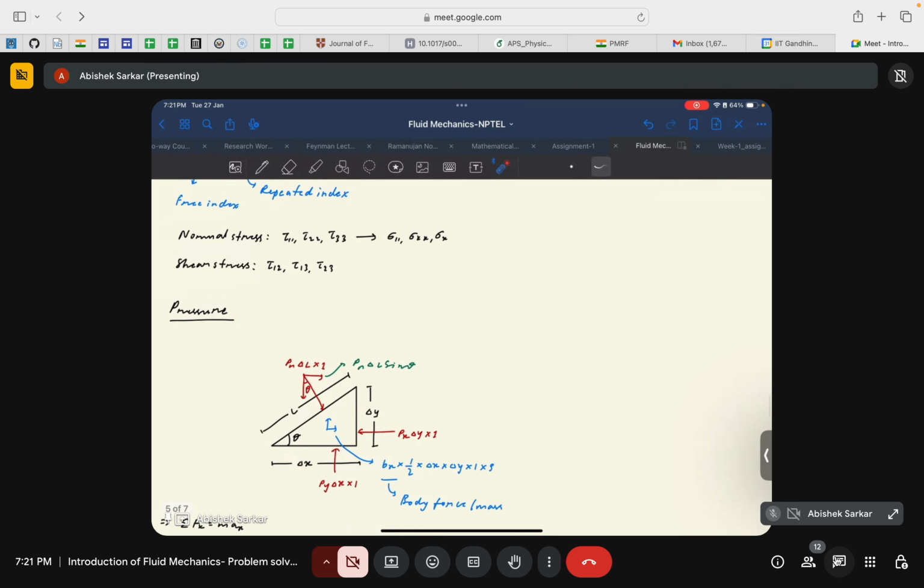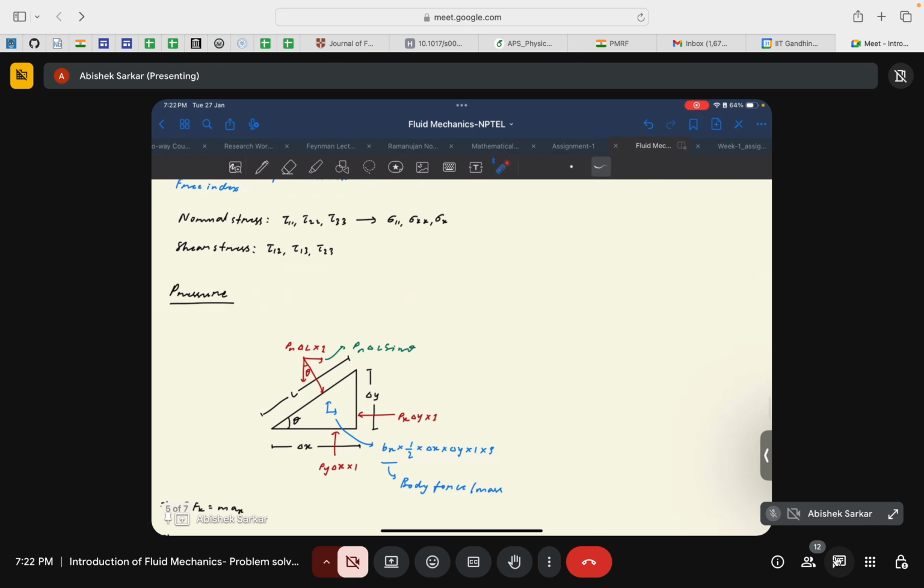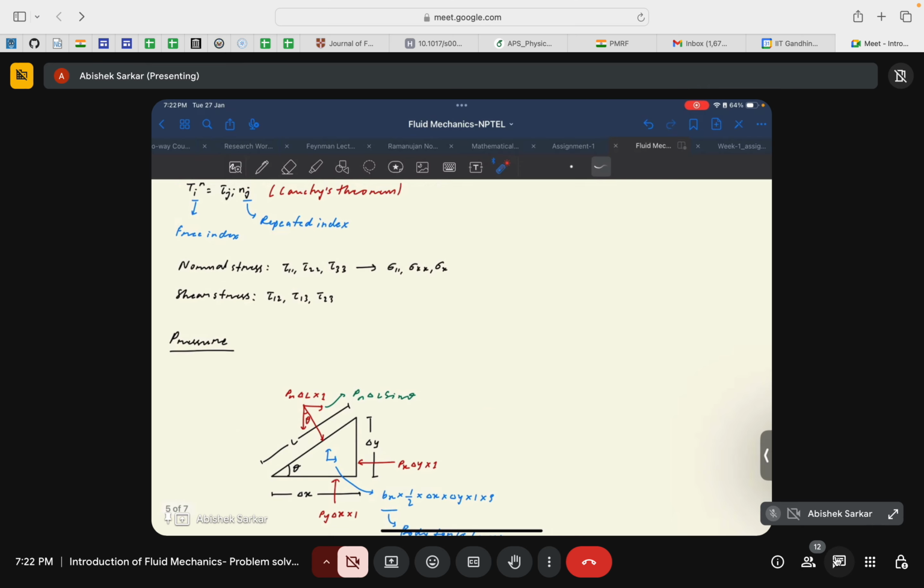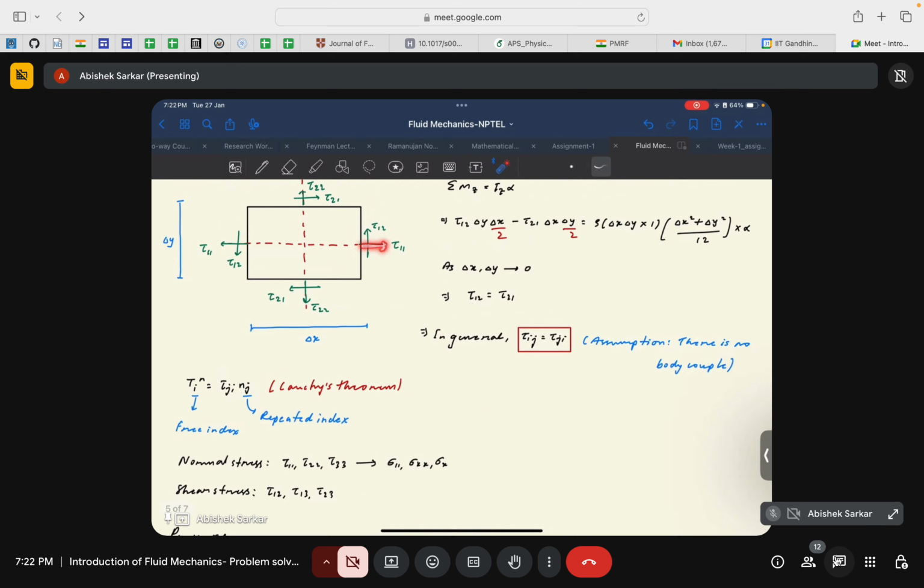So I hope it is clear. Let us proceed to the final part of today's discussion, that is a basic introduction to pressure. Here we see that the components that have repeating indices, that is tau 1 1, tau 2 2, tau 3 3, basically represent the normal stresses. If you look back at this diagram, these act normal to the surface, and that's why they are known as normal stresses. The other stresses act along the surface and encourage shear deformation, that's why they are known as shear stresses.